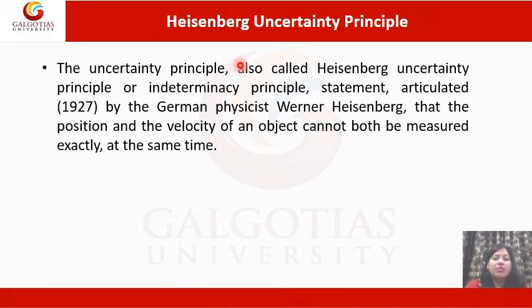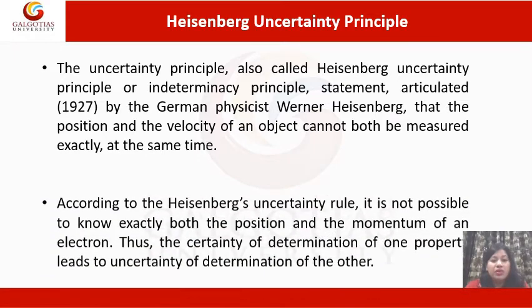This is called the Heisenberg uncertainty principle or indeterminacy principle. This statement was articulated in 1927 by the German physicist Werner Heisenberg: the position and the velocity of an object cannot both be measured exactly at the same time.